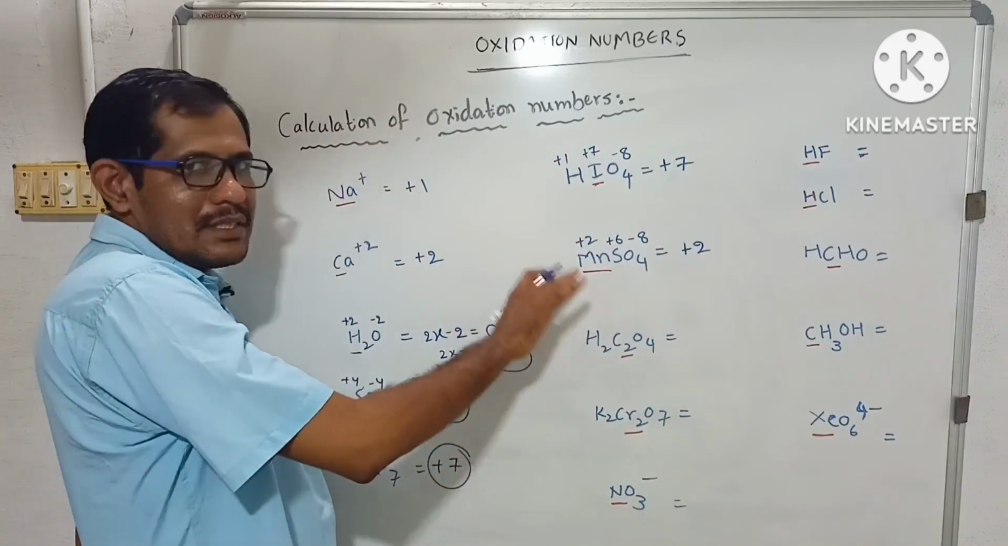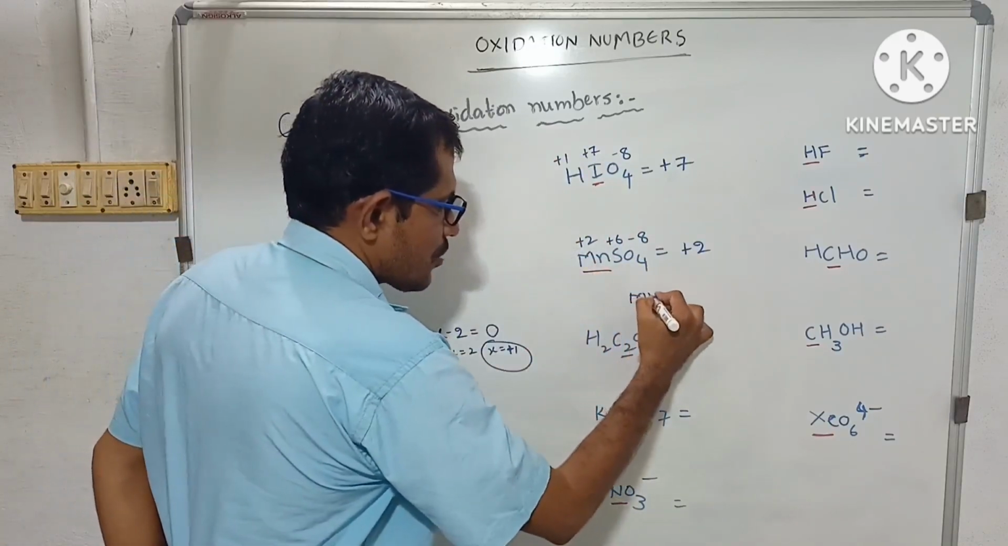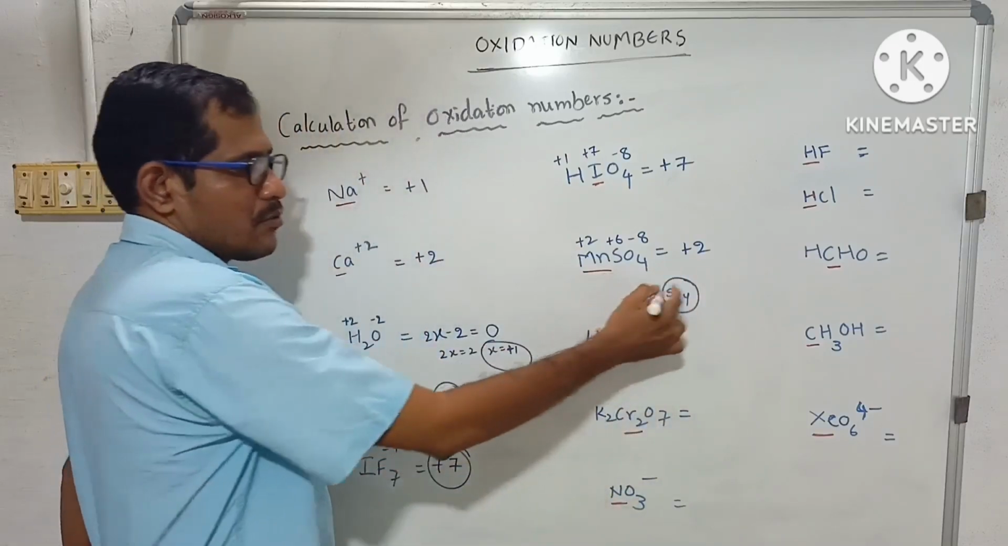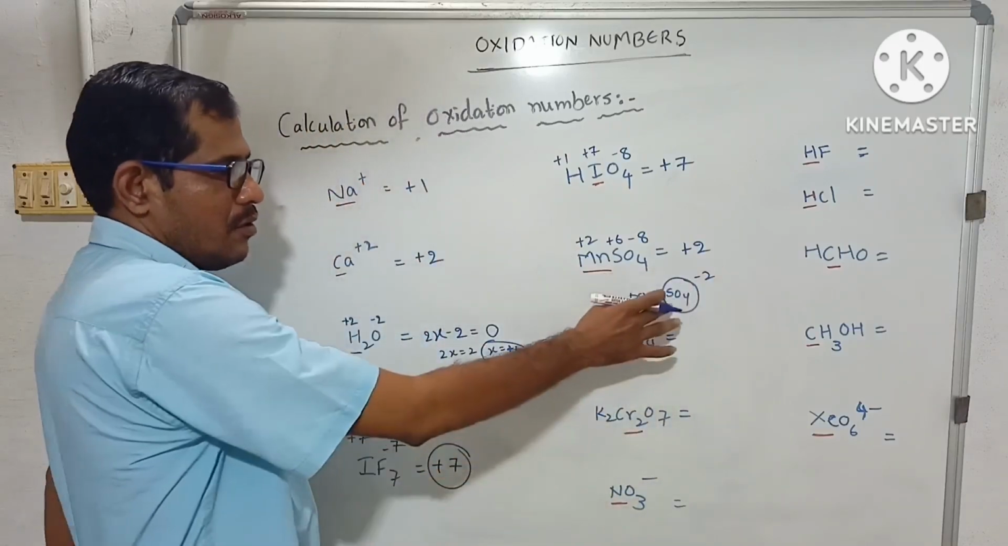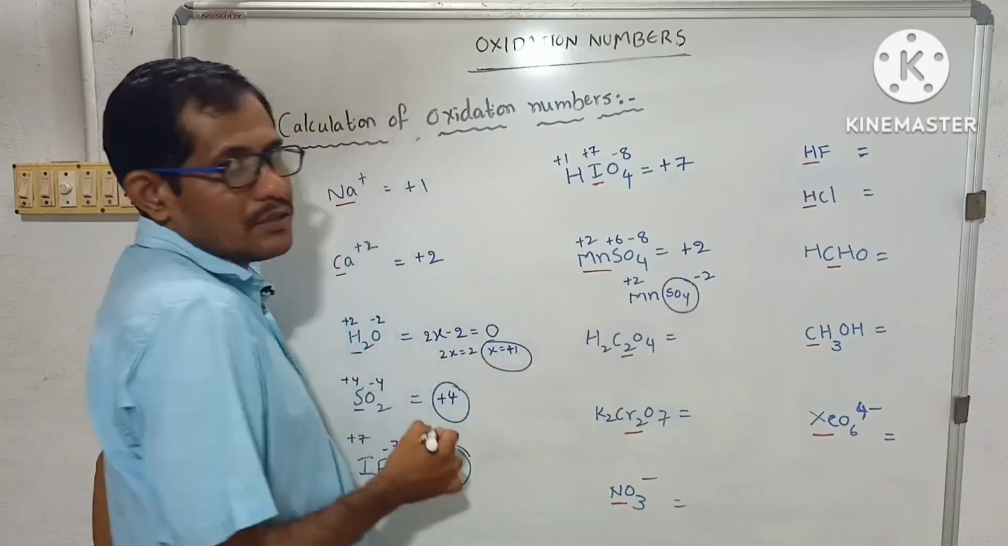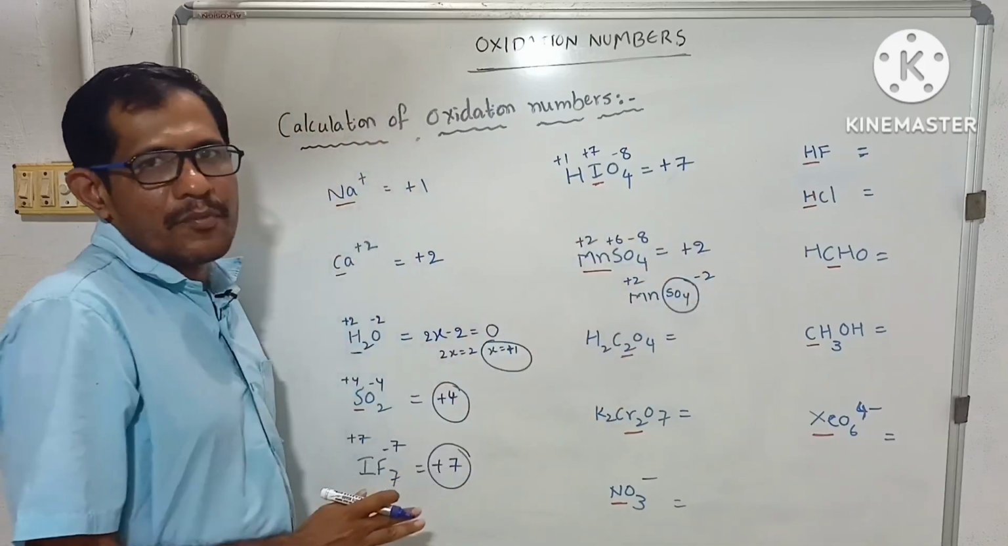You can solve this in another way also. MnSO4, you know total SO4 has minus 2 charge. So manganese will get plus 2 charge. So the oxidation number of manganese is plus 2.